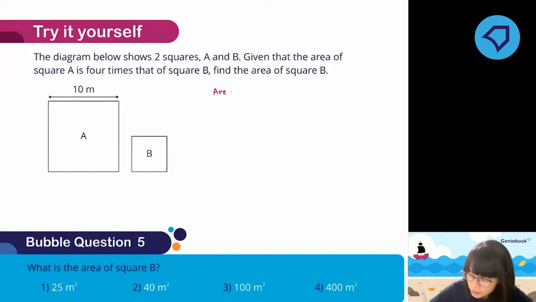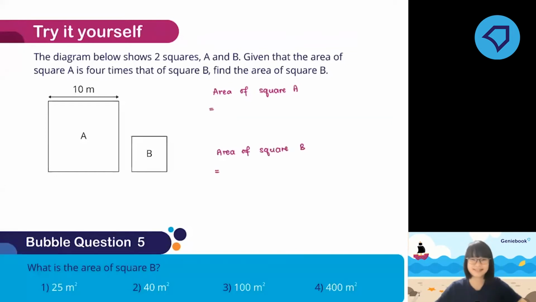So first, find the area of square A. Because you're already given the length of square A, you should be able to find its area. After you're done with that, you can find the area of square B. Okay? All right, so you have 1 minute. Are you guys ready? Options launching in 3, 2, 1. Let's go.